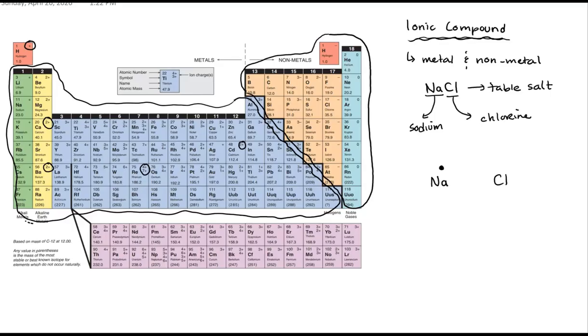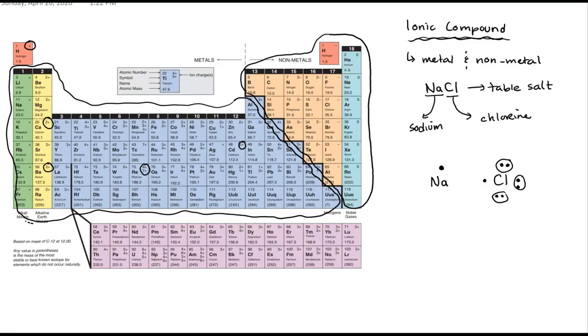And our chlorine is in group, let's see, group 17. If we take 17 and we subtract 10, that means we are going to have seven valence electrons. So let's add those in. 4, 5, 6, 7. Okay. So if we take a look at our valence electrons, we can see that chlorine has 1, 2, 3 groups, or 3 pairs of electrons.